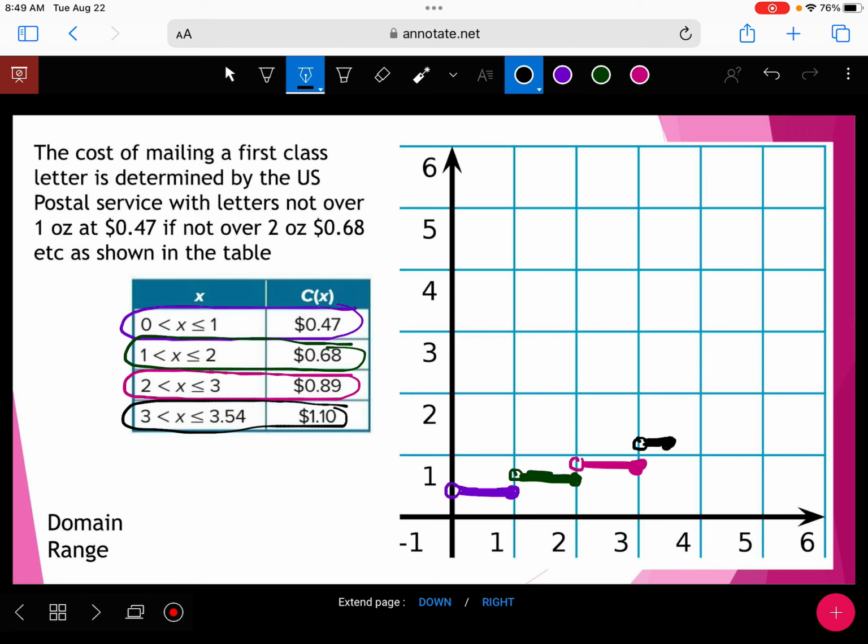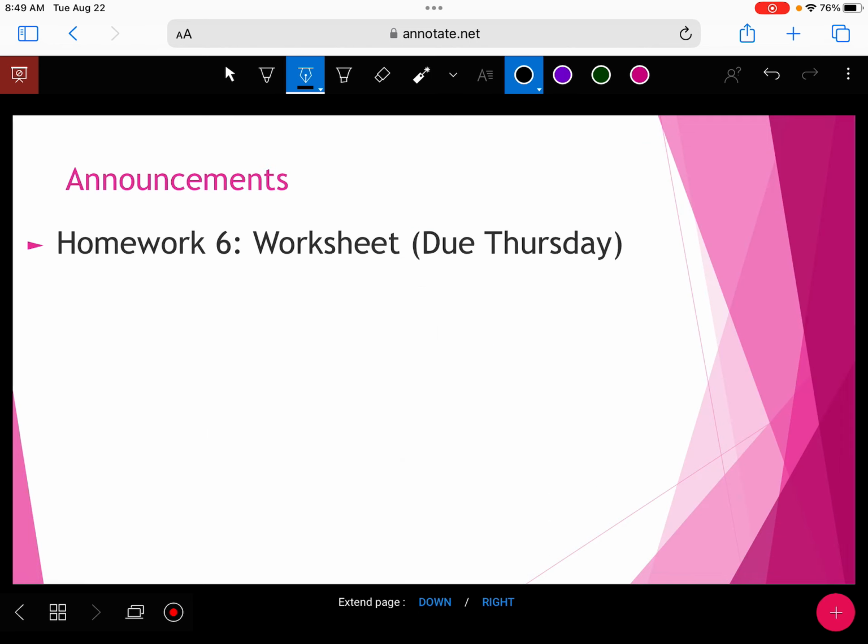Okay. So, I'm going to pass out homework 6. It has pretty much 3 piecewise functions for you to look at. It also has stuff we're going to talk about tomorrow. So there's like absolute values that we haven't talked about how to graph yet. We will look at those tomorrow.